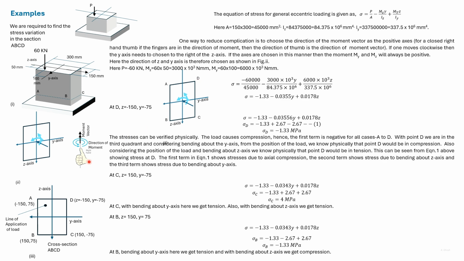We can do a brief check. For this quadrant, both arrows have their tails. So this quadrant will have positive stresses for both moments. So C would have positive stresses for both moments, and we can see that it has positive stresses.